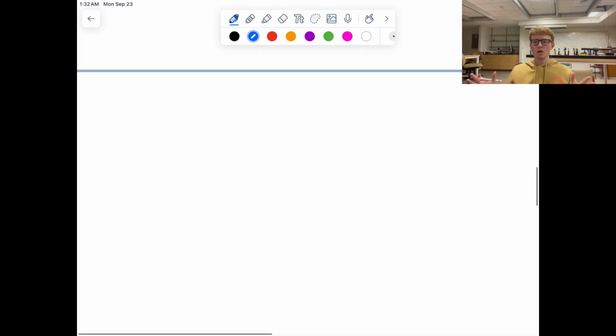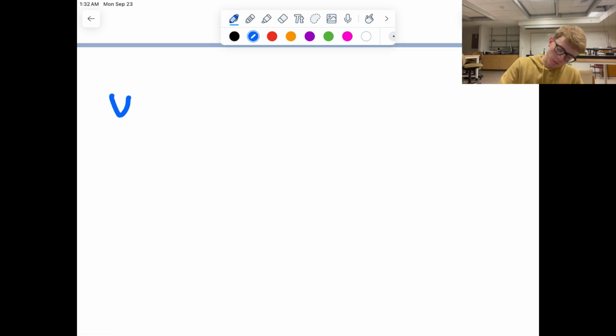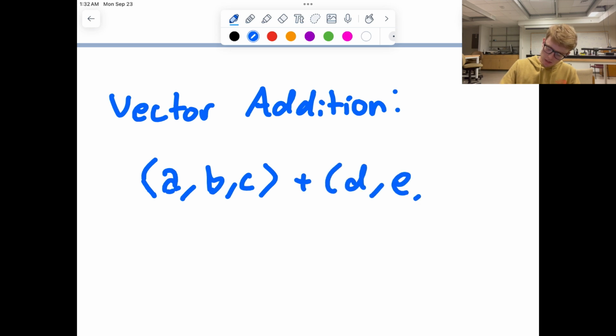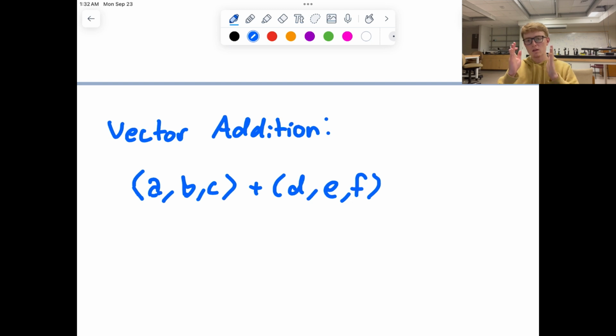First things first, we're going to start simple. We're going to talk about addition and subtraction. In each of these cases, I'm going to lay out a general formula that's just variables and symbolic, and then I'm going to give you a quick example. With vector addition, it's pretty simple. Let's say I have some vector a, b, c, and I add d, e, f. All I do in this case is add component-wise. I add the x component to the other x component, so a and d, then my next component will be b plus e, and then my next component will be c plus f.